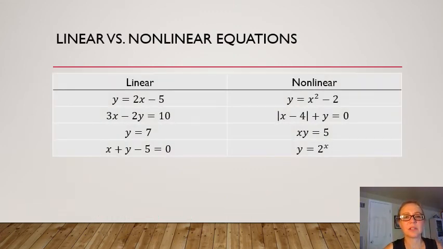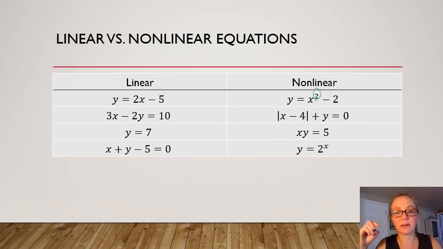The last thing we want to do is look at linear versus nonlinear equations. The first column has 4 linear equations. The second column has 4 nonlinear equations. I want you to notice the weird little things that you see in the nonlinear column. One of the things I see is the squared, that 2 on the variable x. I also see these absolute value bars. The third one looks pretty ordinary, but I'll tell you what the problem is.